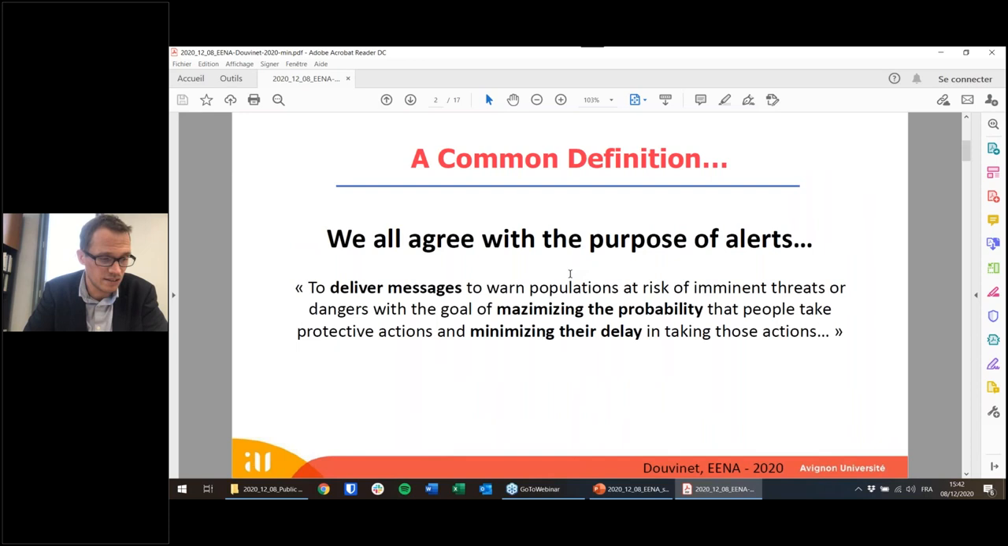So let's start with a common definition. We all agree on the purpose of alerts. The alert aims at delivering messages to warn populations at risk of imminent threats or dangers, with the goal of maximizing the probability that people take protective actions and minimizing their delay in taking those actions. So this definition is clear for us.